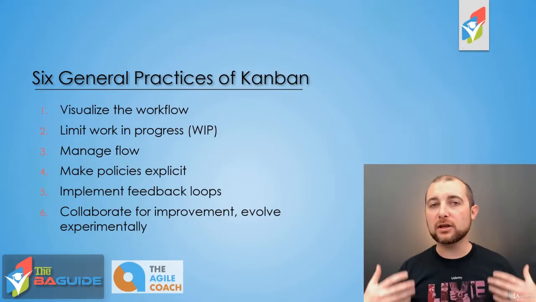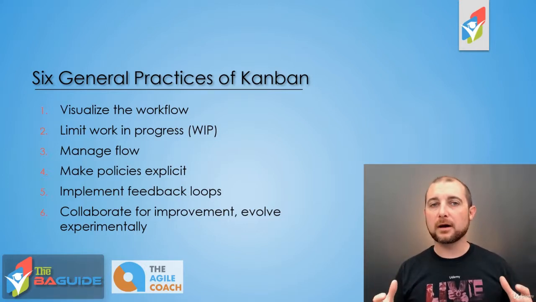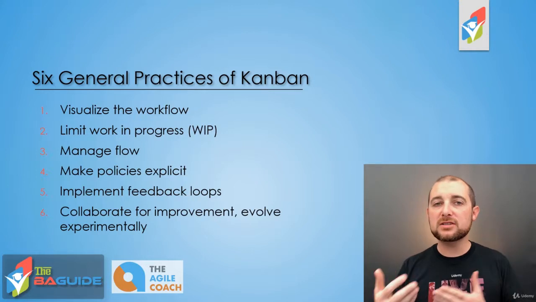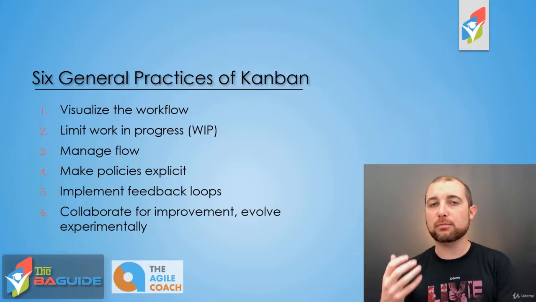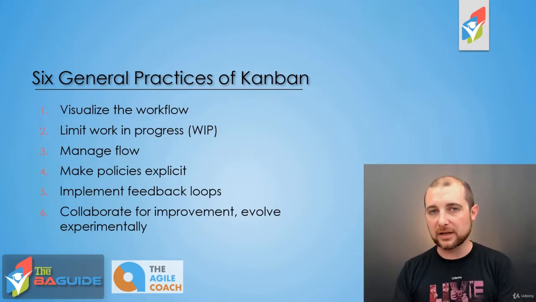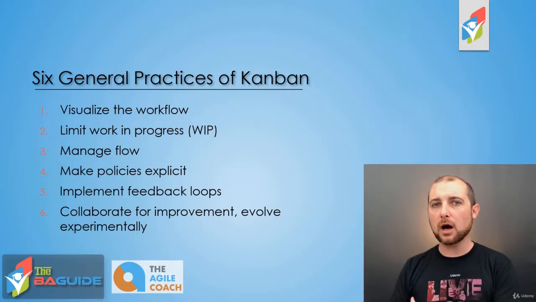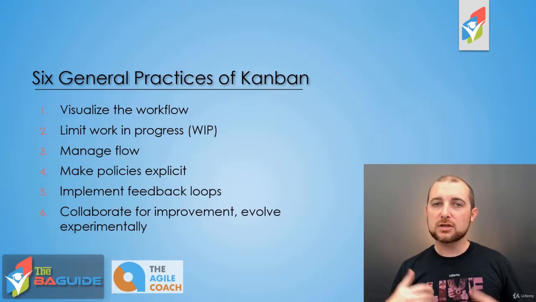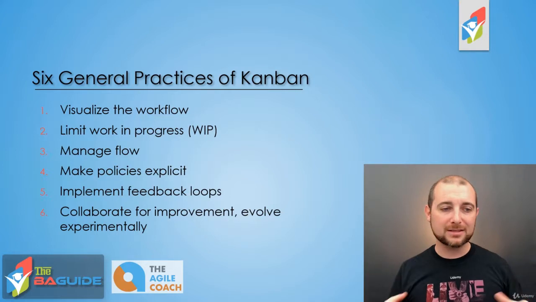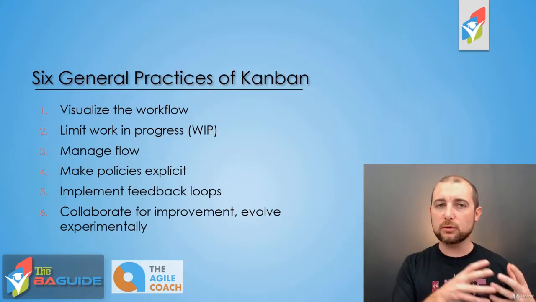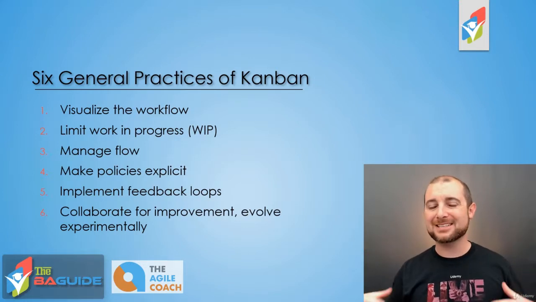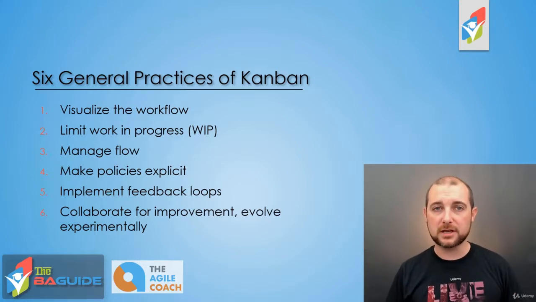Number 3 is manage the flow. With the Kanban board being visual, it's a lot easier to identify issues and problems in that particular flow, bottlenecks, or things that are holding up tasks from being completed. So the 3rd general practice is really manage the flow of those items. Make sure that the items are continuing to flow from status to status with ease and efficiency.